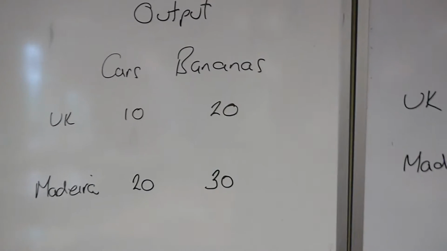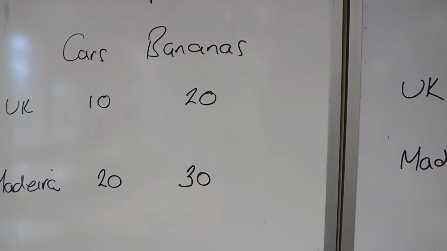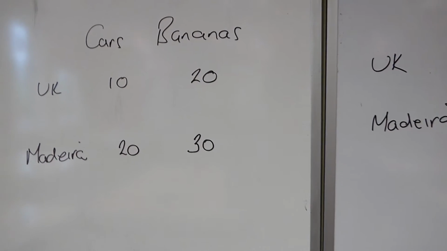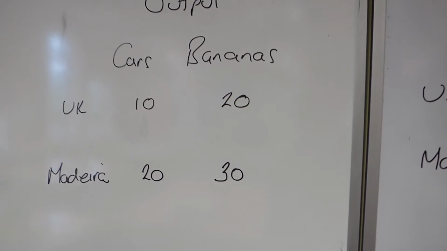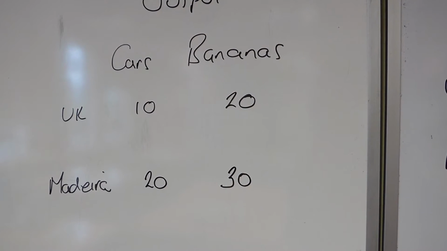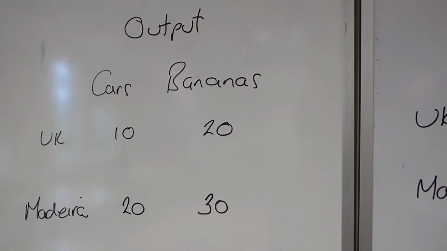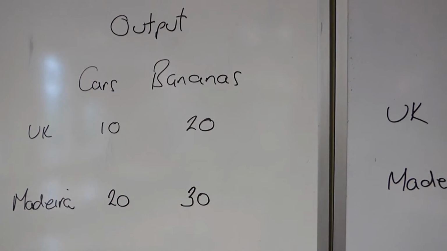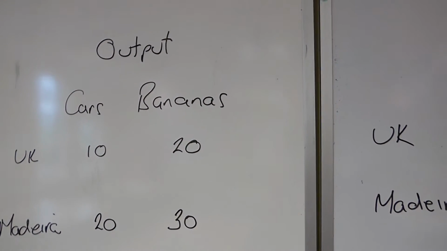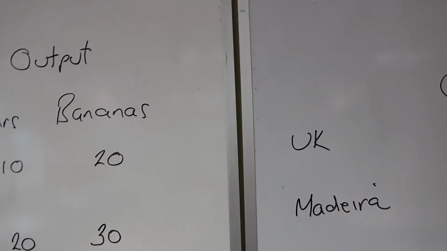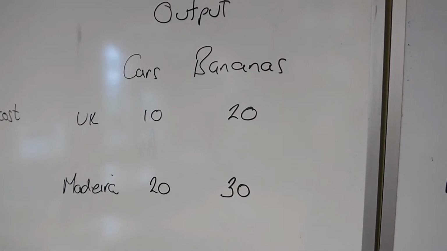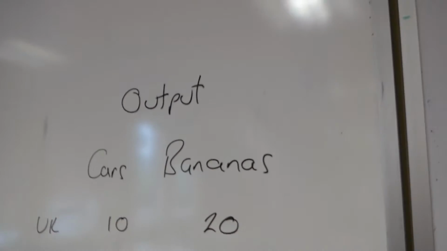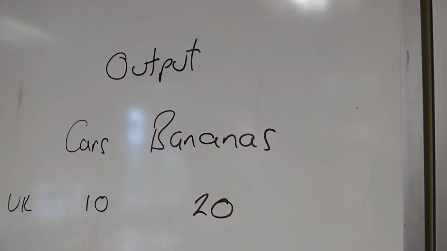So it's quite clear that Madeira produces more cars than the UK, and so would be said to have the absolute advantage in the production of cars. And similarly, Madeira produces more bananas, and so would be said to have the absolute advantage in the production of bananas. You need to be very careful with the units. This one, as you can see, clearly says what we're talking about, units of output here.